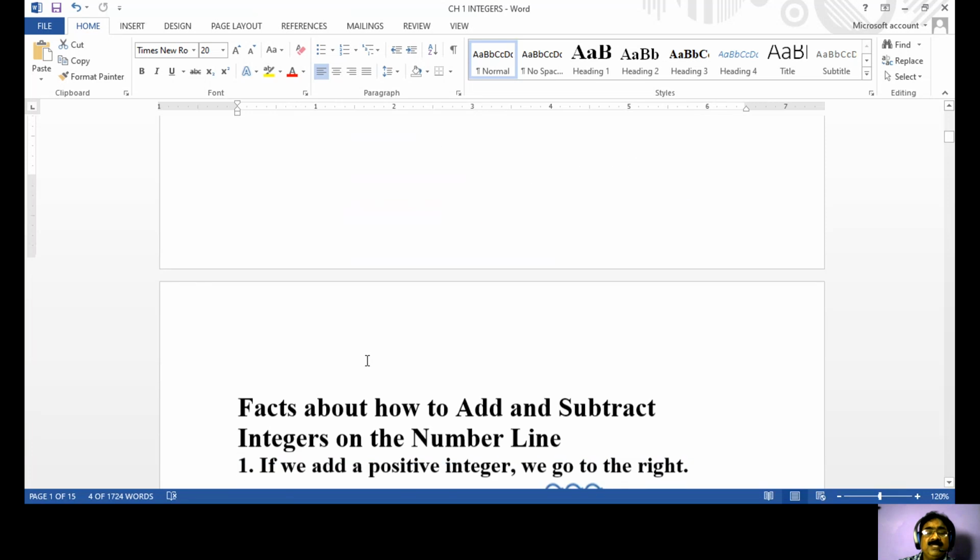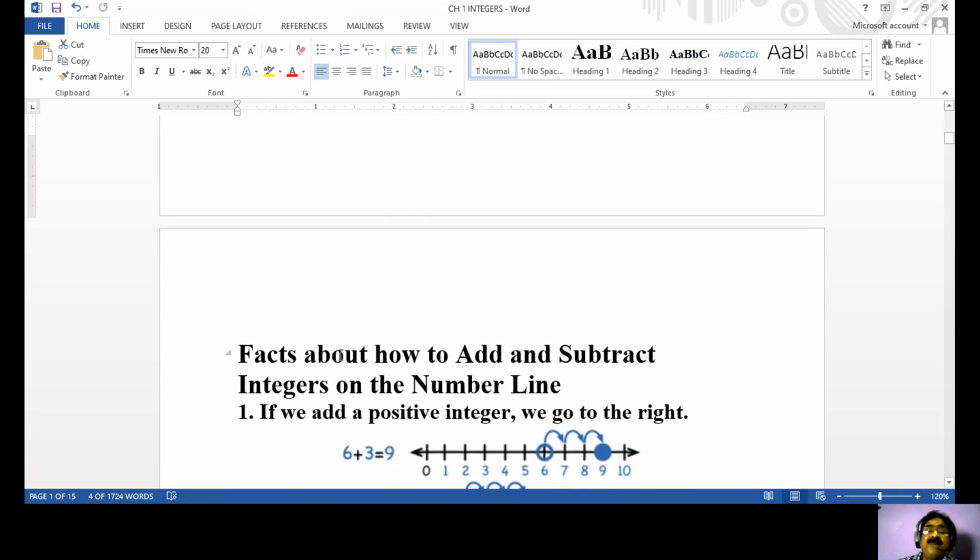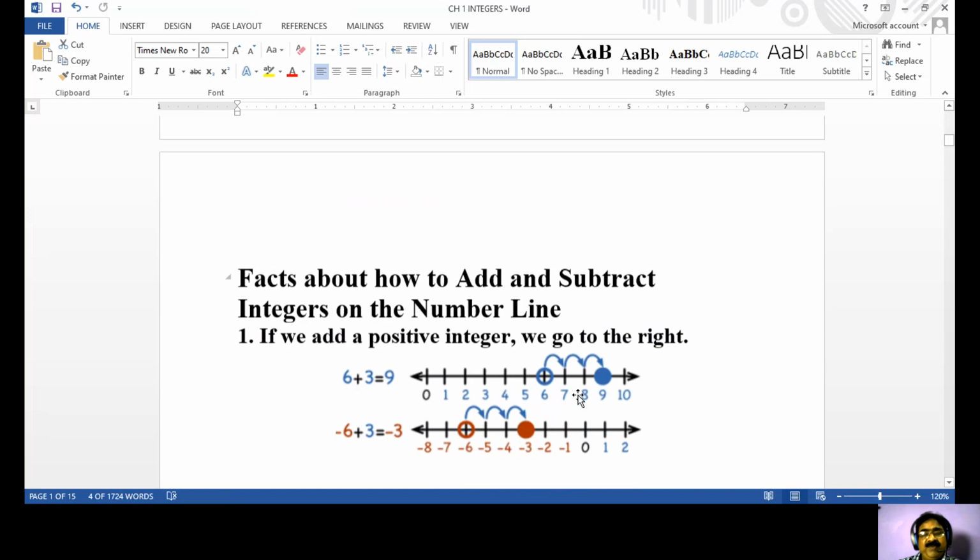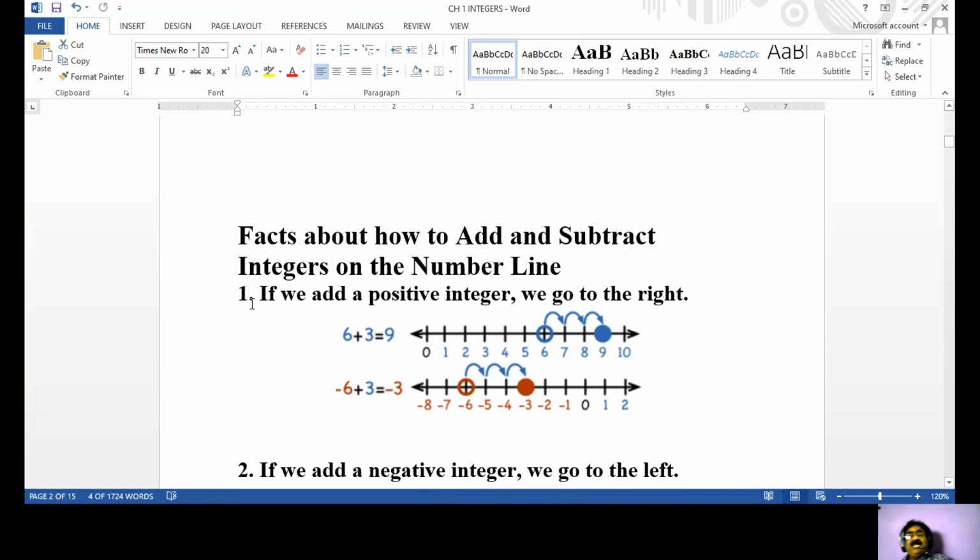Now, facts about how to add and subtract integers on the number line. If we add a positive integer, we go to the right side, always the right side. Suppose we want to add 6 plus 3 on the number line. First we move 6 steps from 0 to the right-hand side: 1, 2, 3, 4, 5, 6. After that, 3 steps: 1, 2, 3. So our answer will be 9.